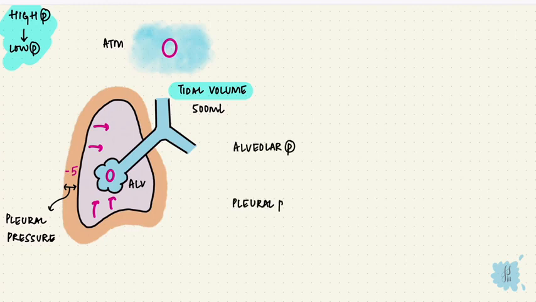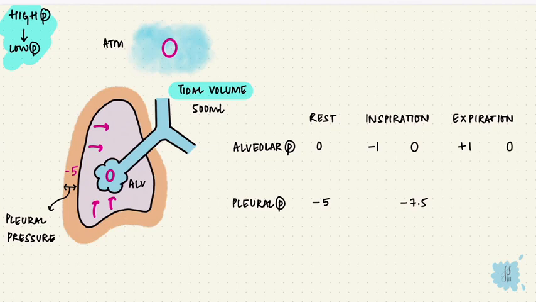So at rest, the alveolar pressure is 0, and the pleural pressure is -5. During inspiration, alveolar pressure goes down to -1 and comes back to 0. Pleural pressure goes down to -7.5. During expiration, the alveolar pressure increases to +1 and comes back to 0, and the pleural pressure returns to -5.